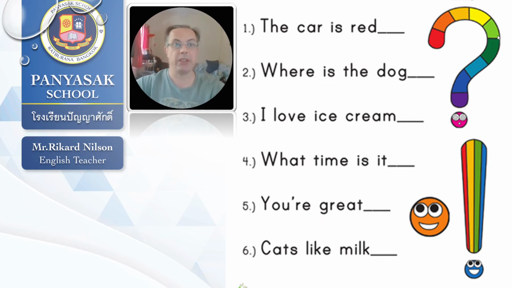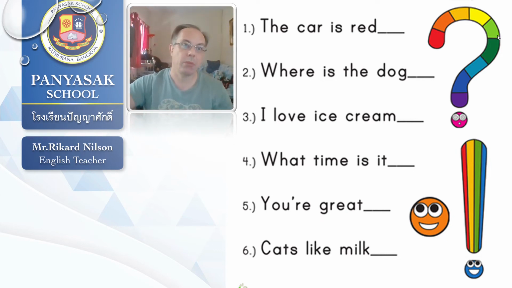Can you read these sentences? Can you read number one? The first sentence says, the car is red. But something's missing. What's missing at the end of sentence one? The car is red. What should we put at the end of the sentence? The period. We should have a full stop after the car is red. It's a full sentence if we put the period at the end.